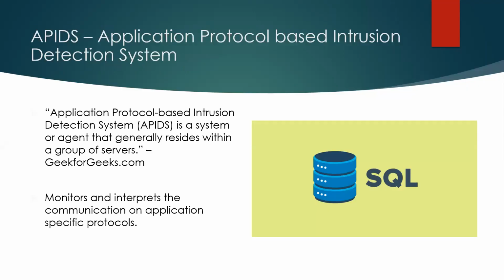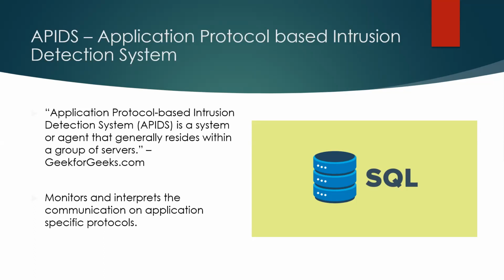Application protocol-based intrusion detection systems are very similar to PIDS, but reside within the group of servers. The purpose of this is to identify intrusions based upon the communication of application-specific protocols. It identifies the intrusions by monitoring and interpreting the communication on the application-specific protocols.